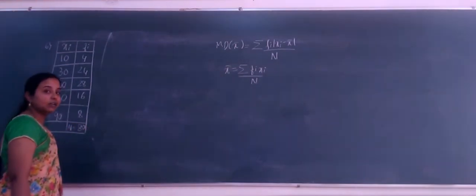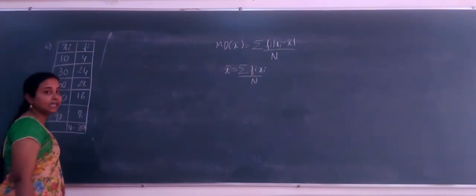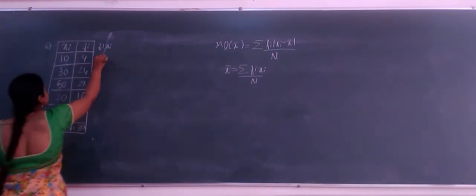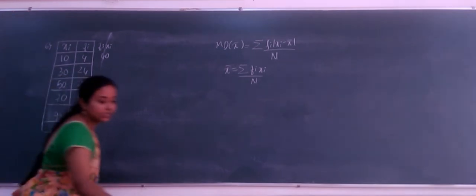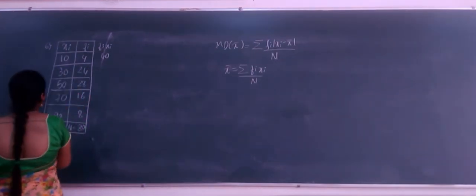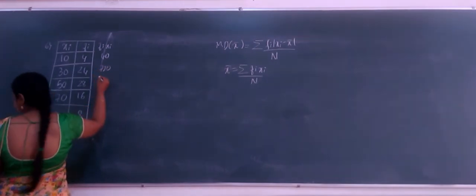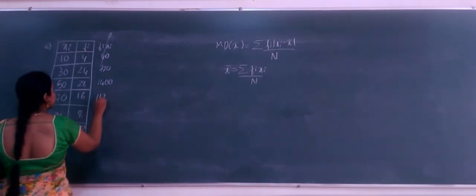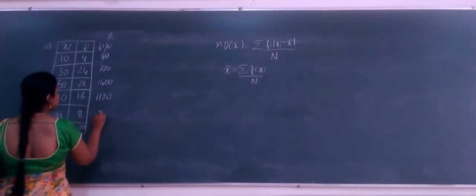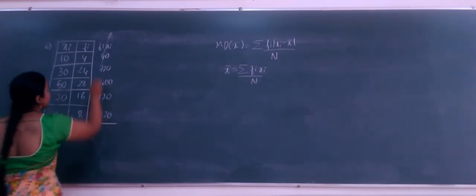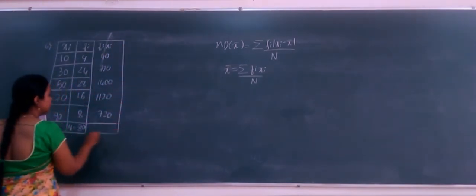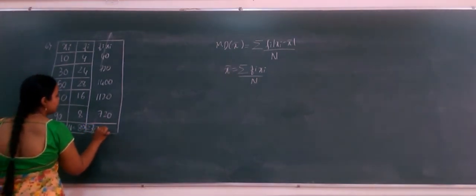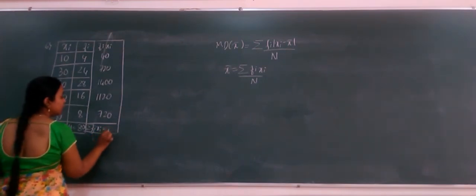As I have already calculated and written, I am writing directly here. Next we want fi into xi, so let us calculate fi into xi. It is 40, 30 into 24, it will be 720, 50 into 28, 1400, next 1120, next 720. As we need the sum of all these, let us add them. Adding this, summation of fi into xi is equal to 4000.